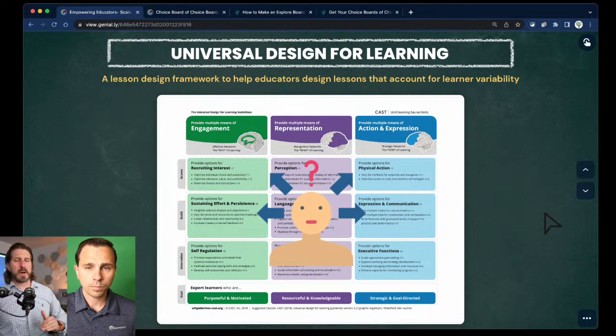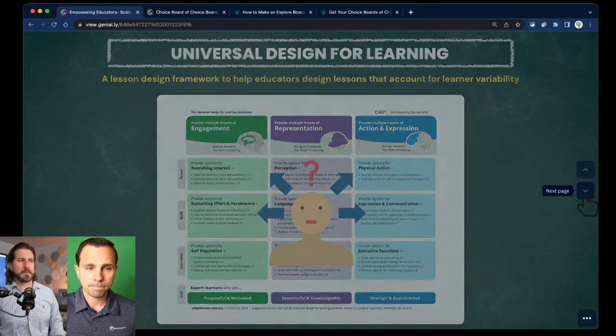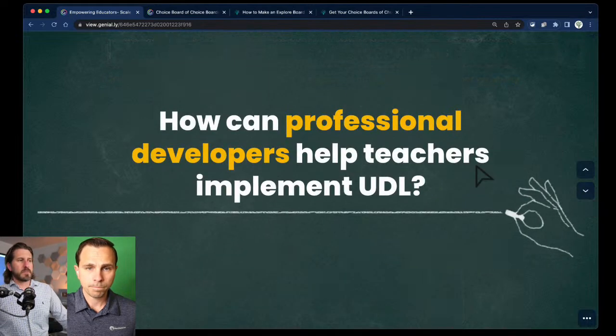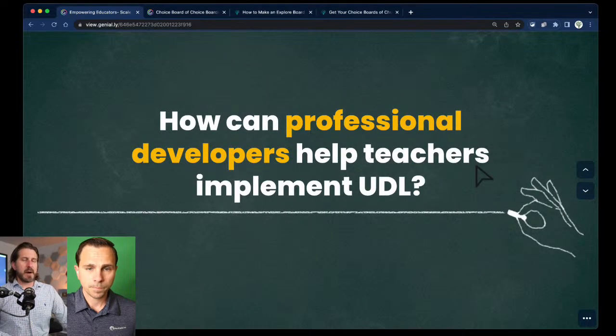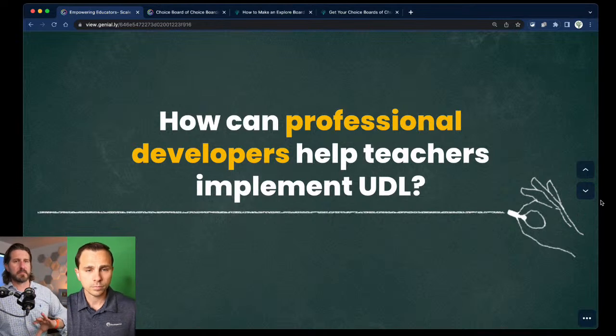And so that's where we want to look at how we can guide folks to make use of this in a more effective way. So we're going to look at this question now of essentially how a professional developer can help teachers implement UDL so that we can take the guidance from CAST and apply it to not just one classroom, but to try to get buy-in across numerous teachers.